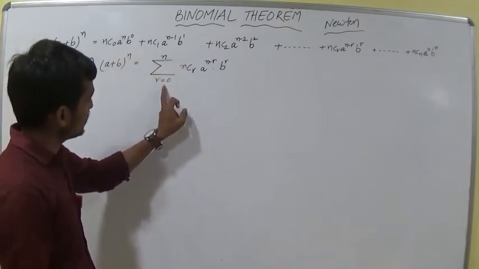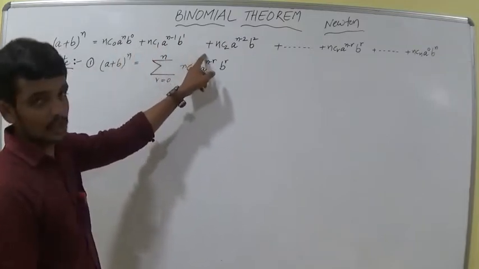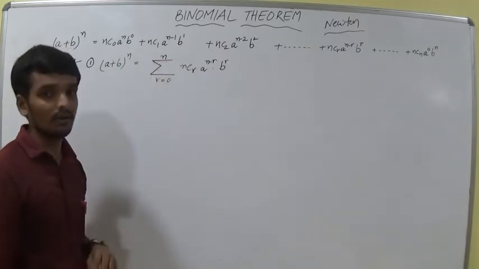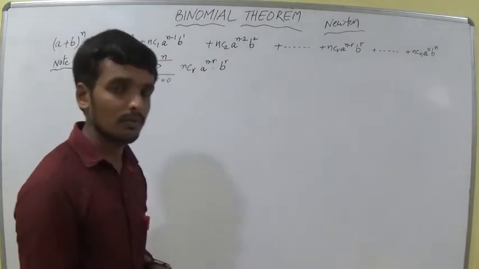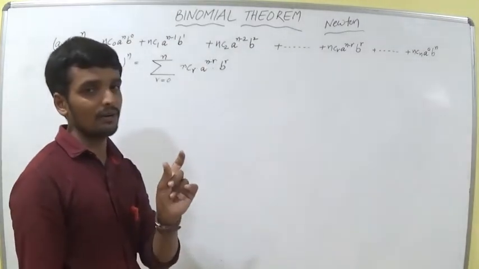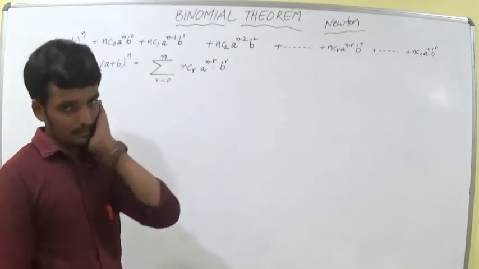If you keep 2, we get the first 3 terms, with 3 the first 4 terms, and so on, up to n terms. This is the simplified notation of the binomial theorem.